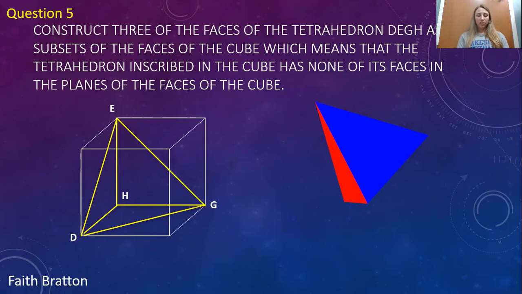Next, we find a tetrahedron inscribed in the cube that has none of its faces in the planes of the face, which is right there.